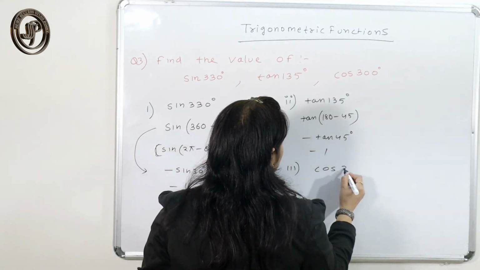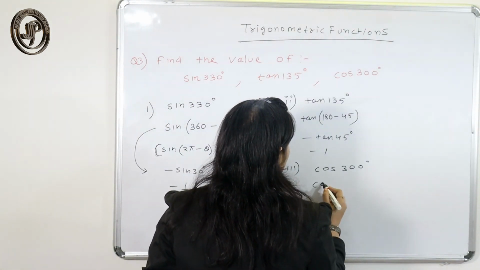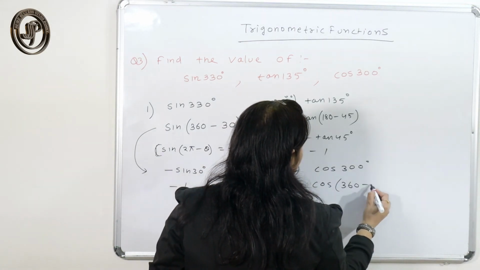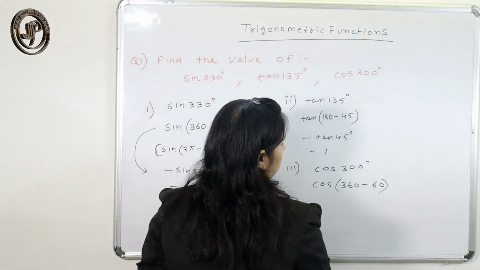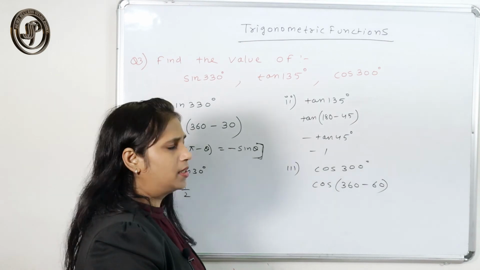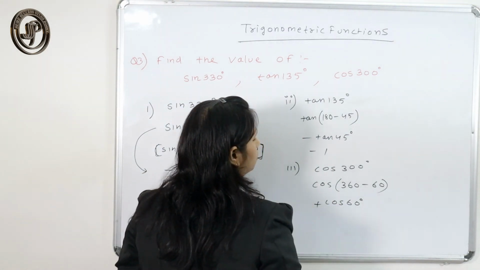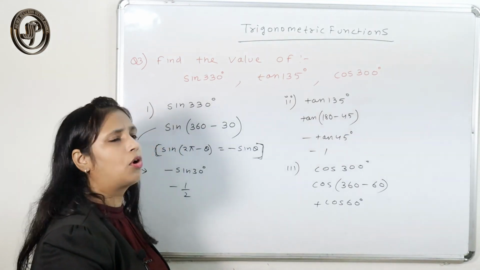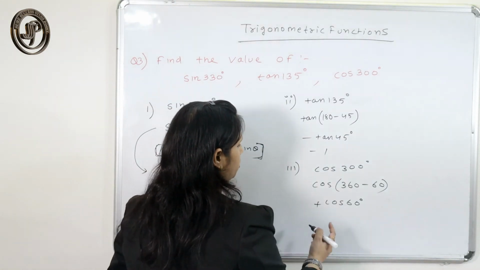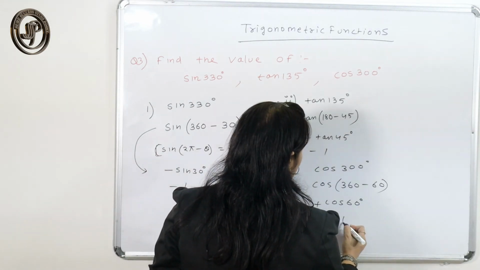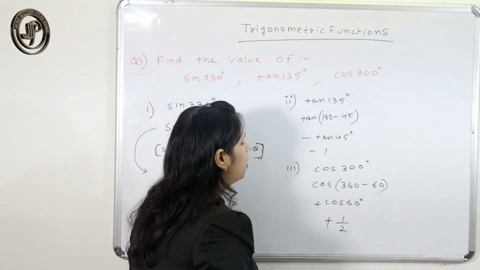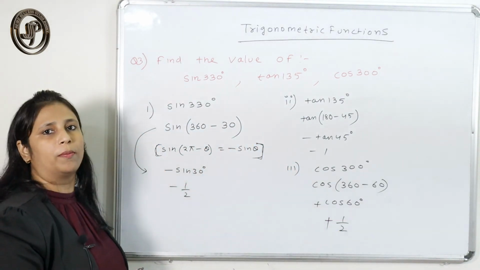Third is cos 300 degree. So cos 300 we can write as 360 minus 60. So cos 2 pi minus theta is plus cos theta, right? Because cos goes in the fourth quadrant, where cos is positive. Cos 60 is 1 by 2. So the value is plus 1 by 2.